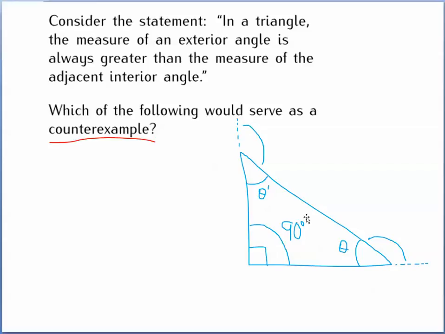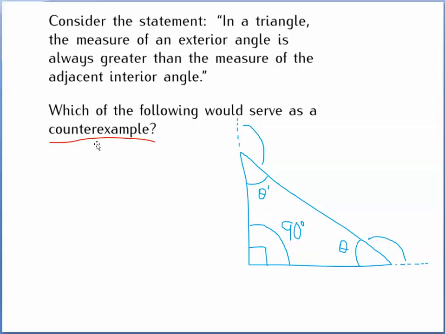All right, consider the statement. In a triangle, the measure of an exterior angle is always greater than the measure of the adjacent interior angle. Well, first of all, let's take a look at what that means. Drawn a little example for you here. This is an interior angle, and this is an exterior angle. This is an interior angle here, and this is an exterior angle here. So this statement says that all exterior angles are larger than interior angles.